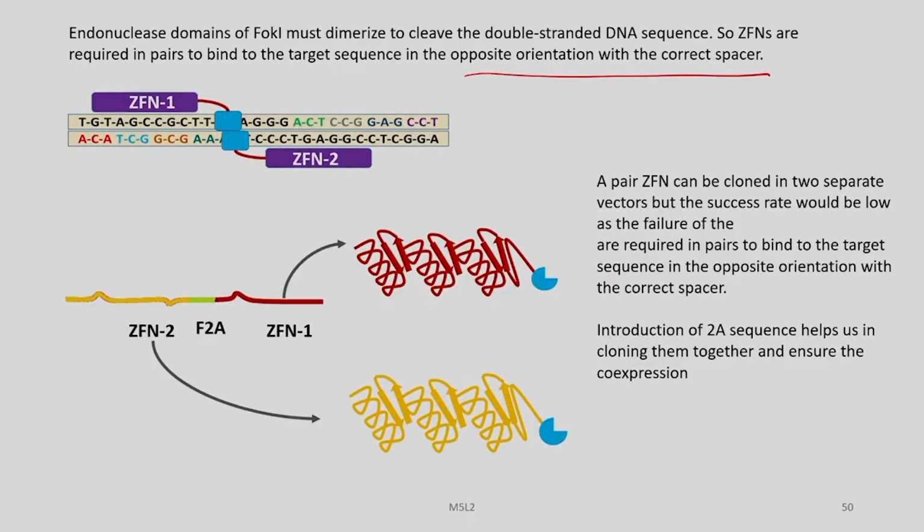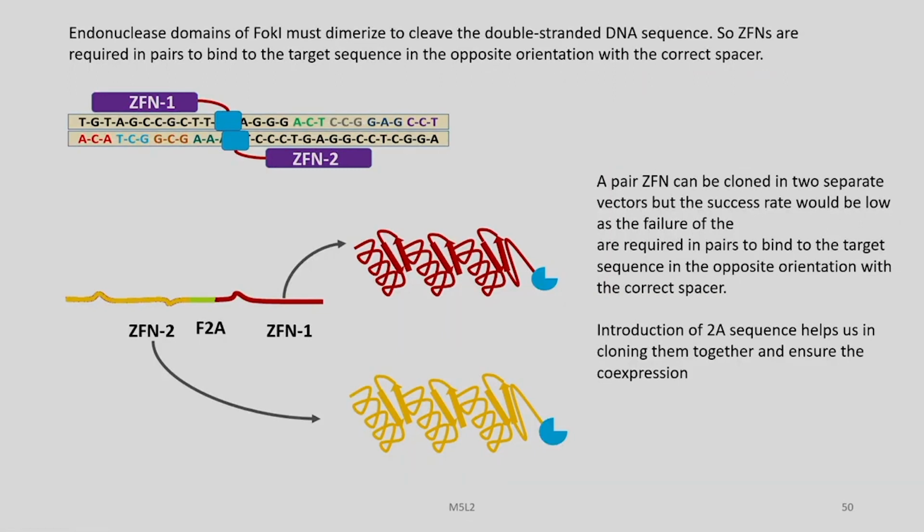We go back to the fact that the endonuclease domains of FokI must form dimers to cleave the double stranded DNA sequences. So, ZFNs are required in pairs to bind to the target sequence, and we have also discussed that a single ZFN molecule is not going to cleave the DNA. We need a partner which binds to the complementary strand.